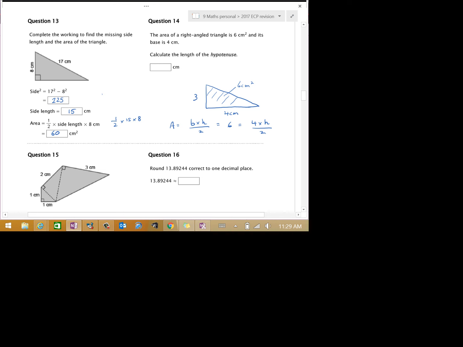Okay, now they're asking for the length of the hypotenuse. So I've got 3, 4. So once again, we could say that 3 squared plus 4 squared is equal to my hypotenuse squared. Now 4 squared is 16, 3 squared is 9, 25. What squared gives me 25? 5. So therefore the length of the hypotenuse is 5 centimetres.